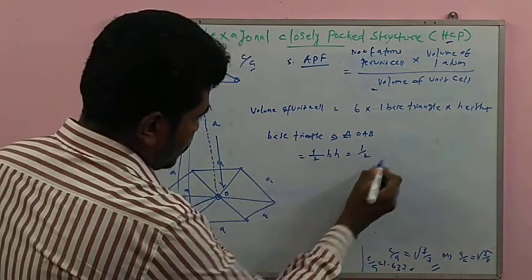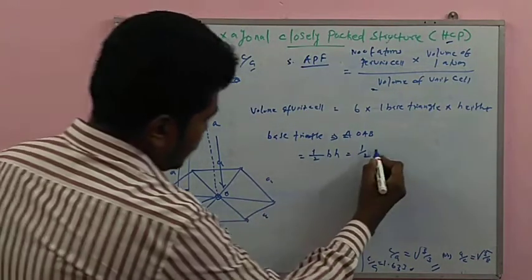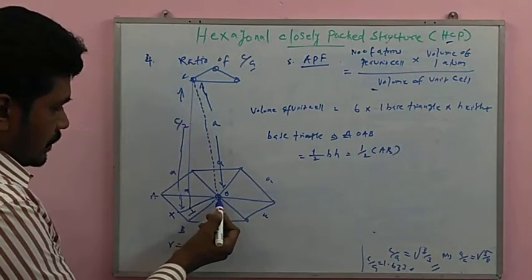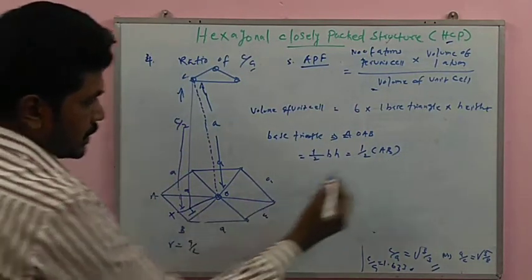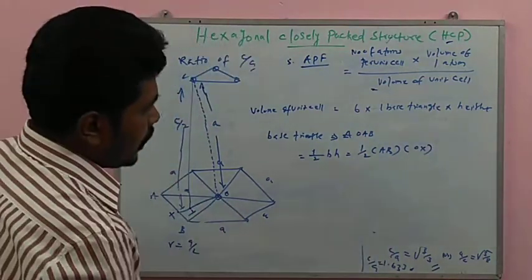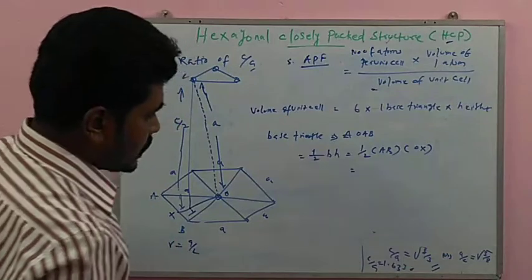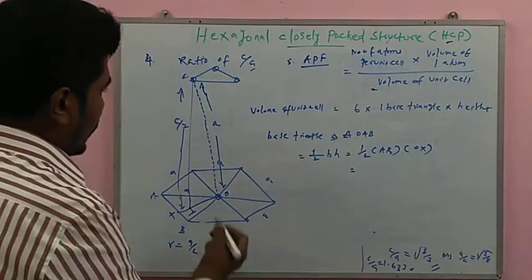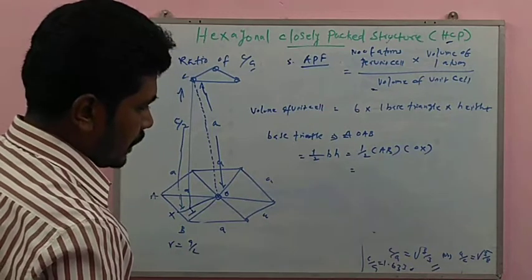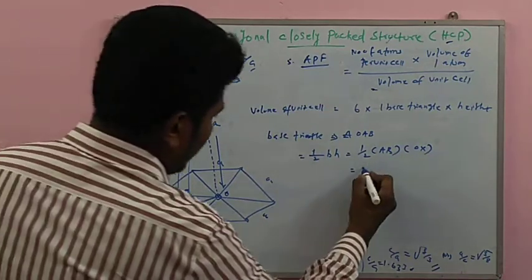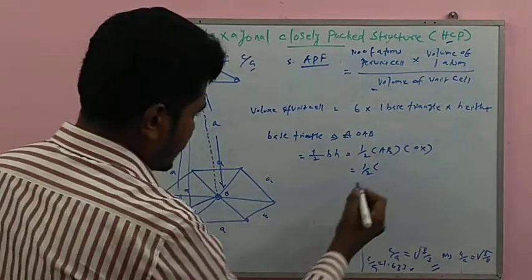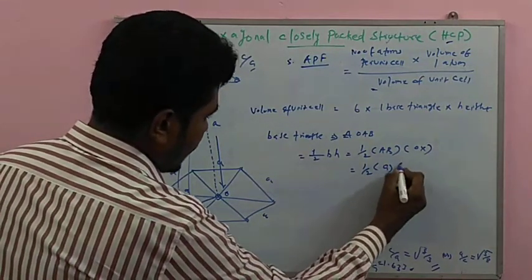Now 1 by 2 breadth means AB is the breadth value. Then the height, that is the value for breadth into height, meaning OX. That is the height value. Now this value we already know. The value for OX is 1 by 2 into AB. AB, you already know, is the lattice constant value. That is your A value.